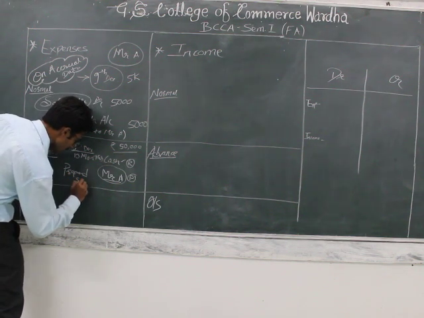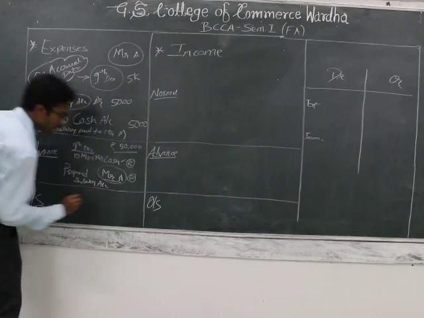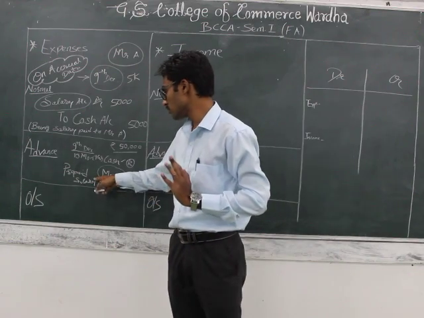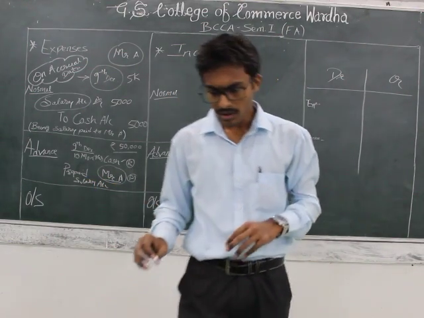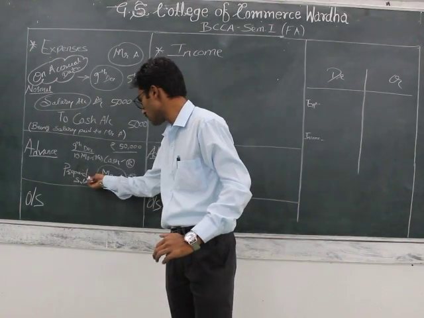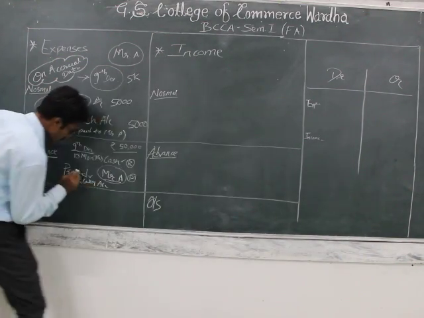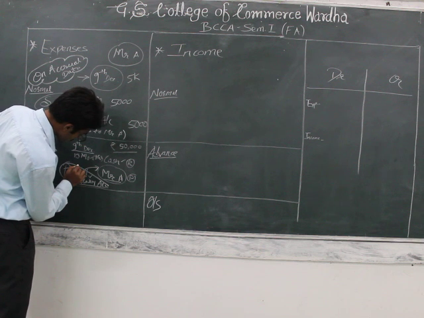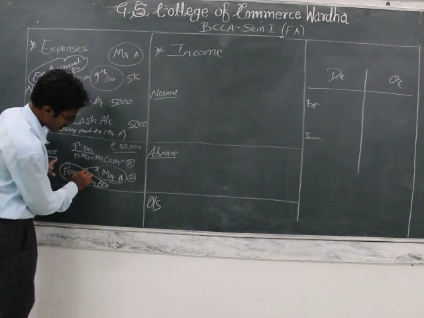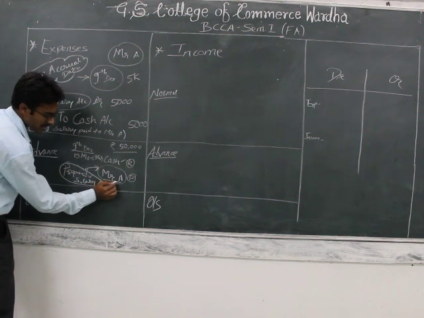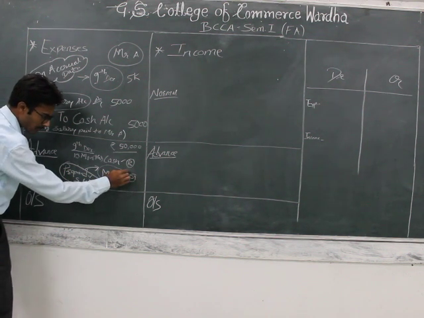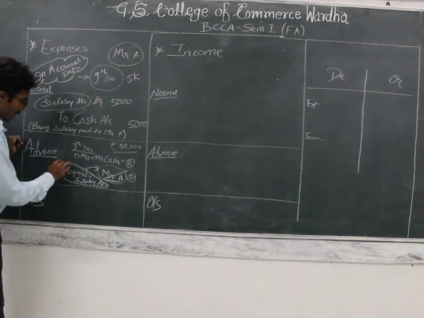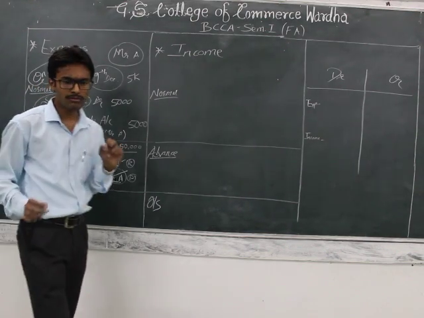Same rules will be applied, but the name of the account will be prepaid salary account, and we will not use the account name of Mr. A. We will use prepaid salary account. Same treatment will be provided to this also, because this account is representing Mr. A, because this type of account is a representative personal account. That's why we will not use the name of Mr. A. Instead of Mr. A's account, we will debit prepaid salary account.